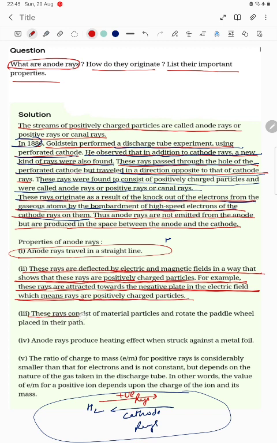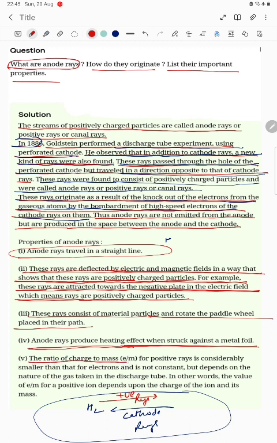These rays consist of material particles and rotate the paddle wheel placed in their way. Anode rays produce a heating effect when struck against a metal foil.